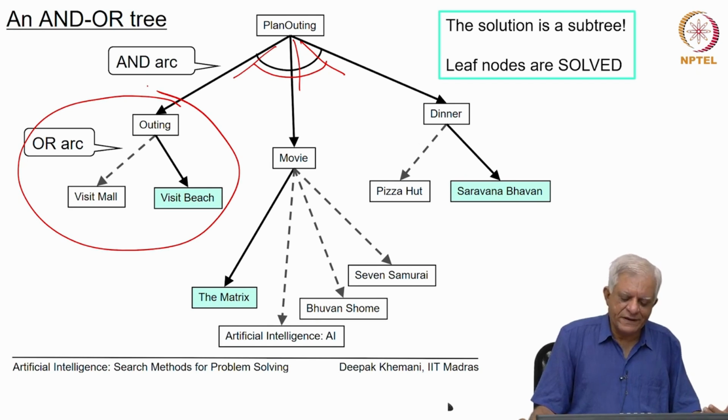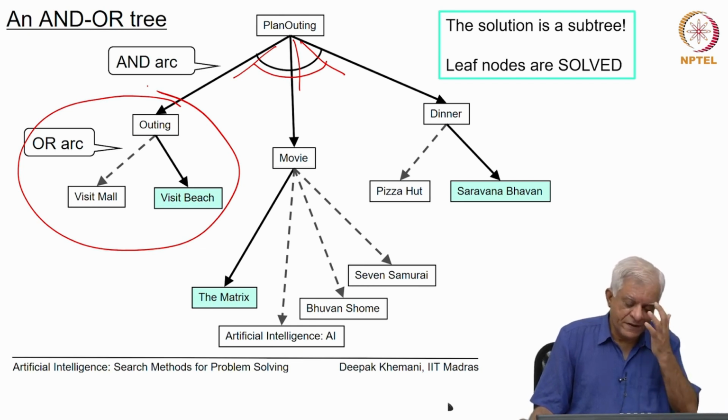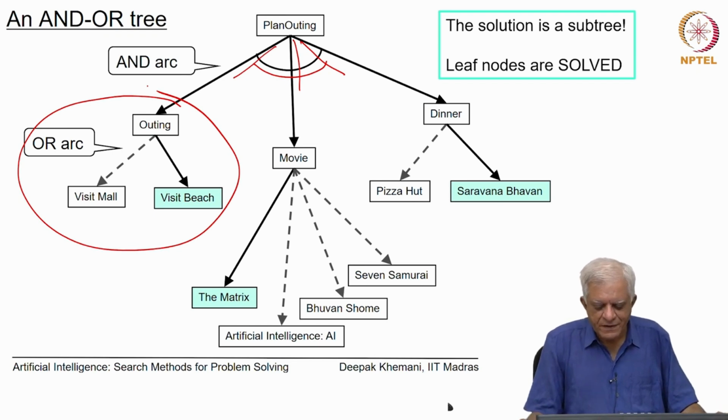But in an AND OR tree, the leaf node is a solved node, which means you do not need to refine any further, because in this case you are simply trying to make the choices where to go out, what movie to watch, and where to have dinner. We end the problem solving phase here essentially. If you were to do the whole thing autonomously, there may have been further refinement of each of those 3 components of the solution, which is visiting the beach and going to the Matrix. For example, you have to buy tickets and all this kind of stuff and so on.